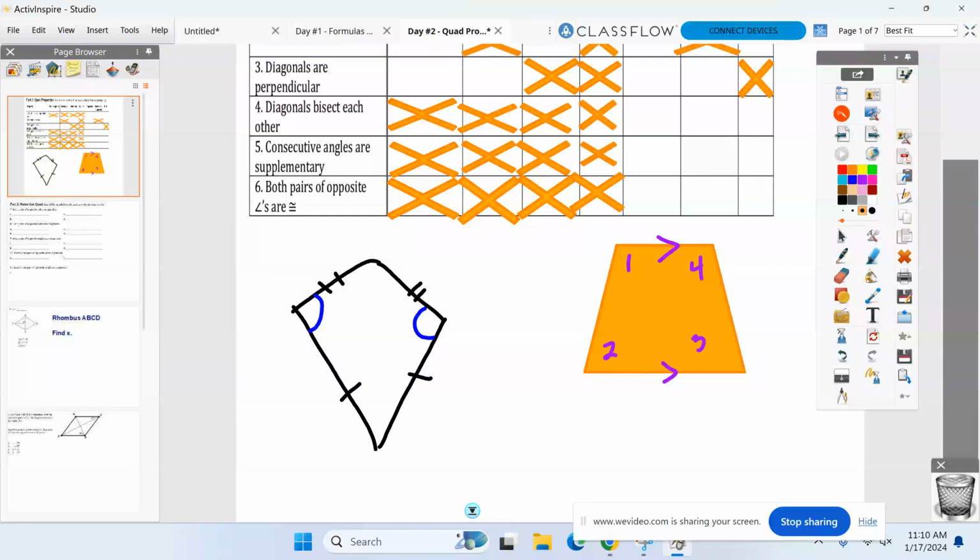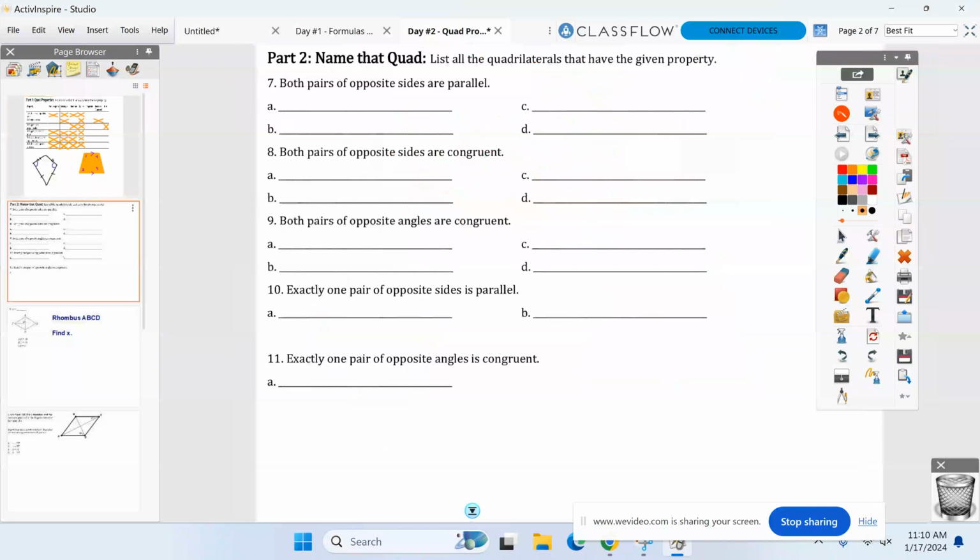All right, one more of this whole property stuff before we apply it. Name that quadrilateral. I'll list a property. You name all the quadrilaterals that apply. And yes, you will fill in all the blanks. Both pairs of opposite sides are parallel. What am I talking about? Nate, give me a figure that I can write down. Here we go.